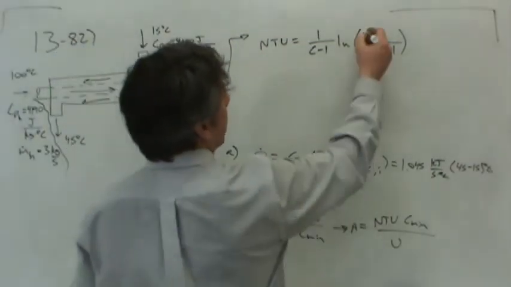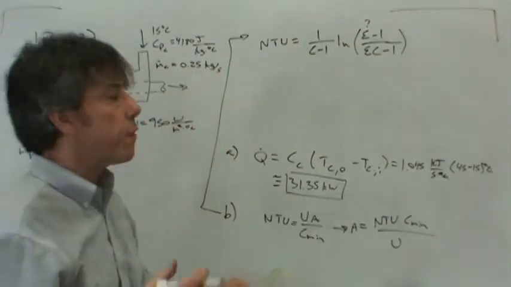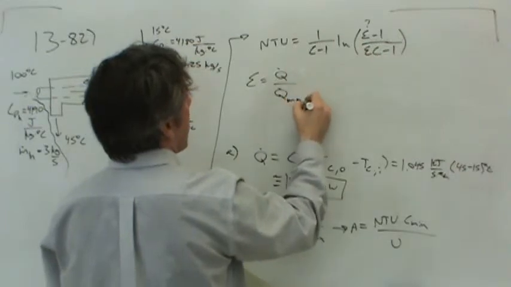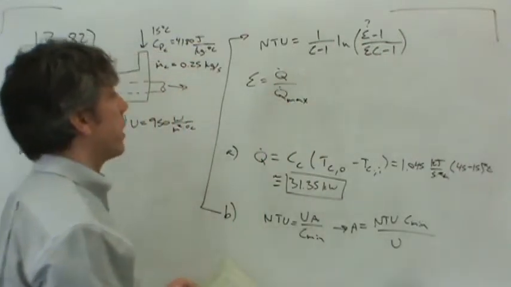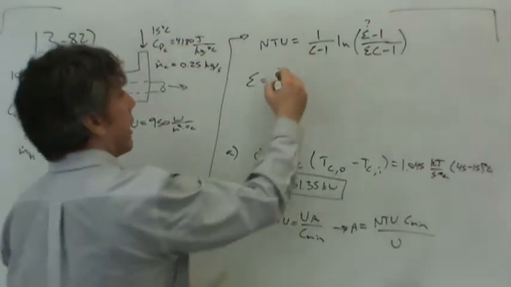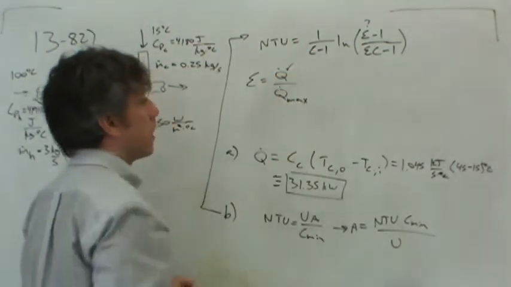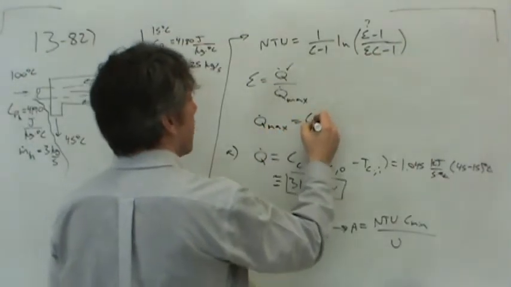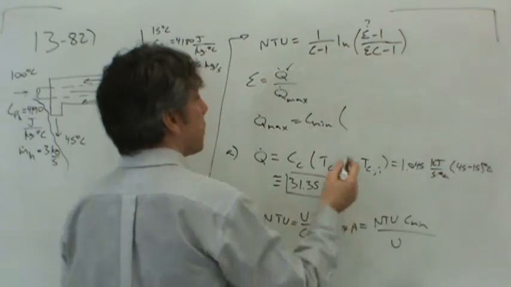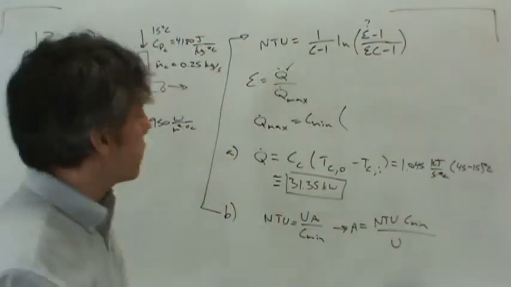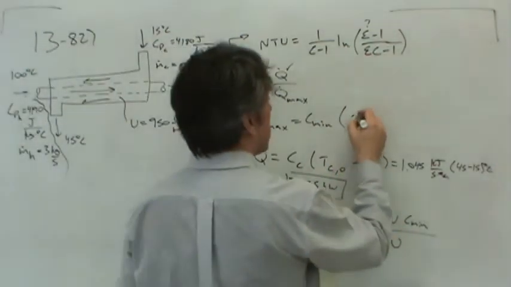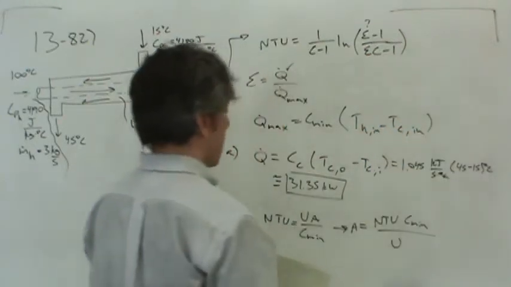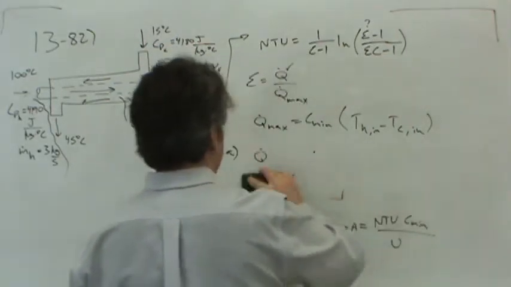But notice we're missing something. We don't know the effectiveness yet. Now, what is effectiveness? Effectiveness is the actual heat transfer rate over the maximum heat transfer rate. Now we've got the actual heat transfer rate, but what's the maximum heat transfer rate? Well, the maximum heat transfer rate, Q dot max, is the minimum capacity rate multiplied by the maximum temperature difference around the heat exchanger, and that will always be the temperature of the hot stream in less the temperature of the cold stream in.